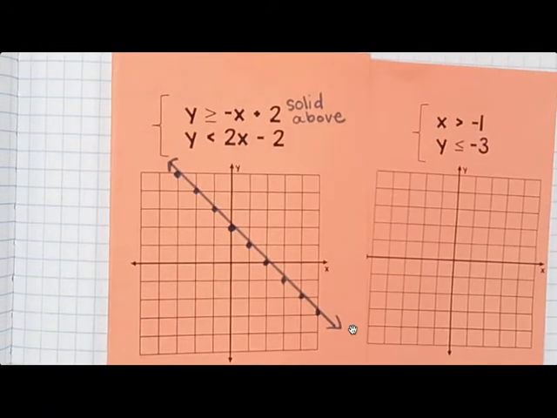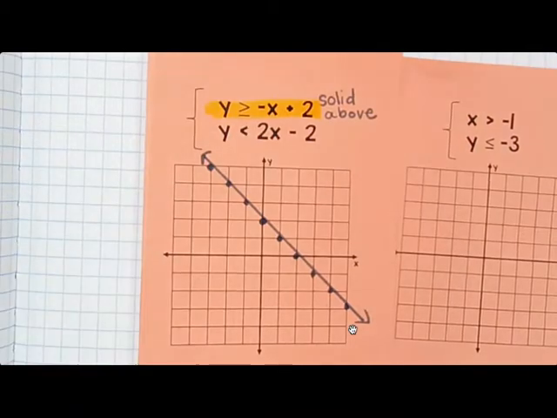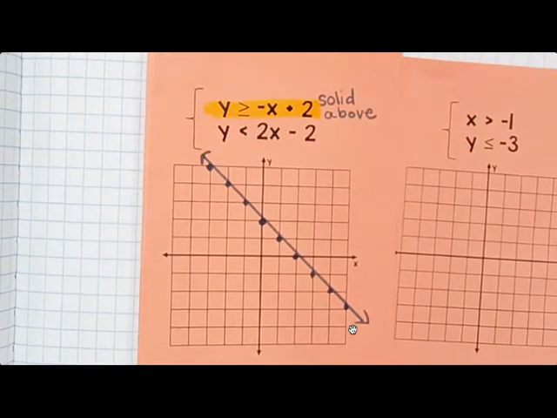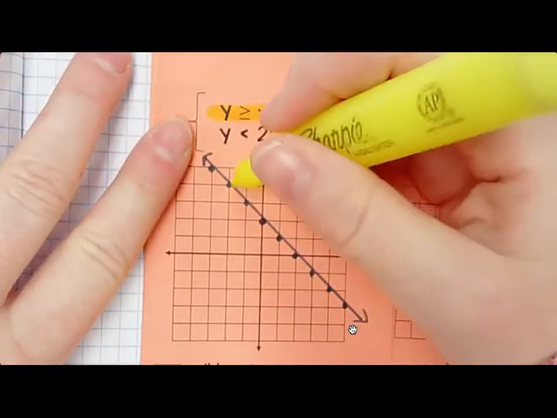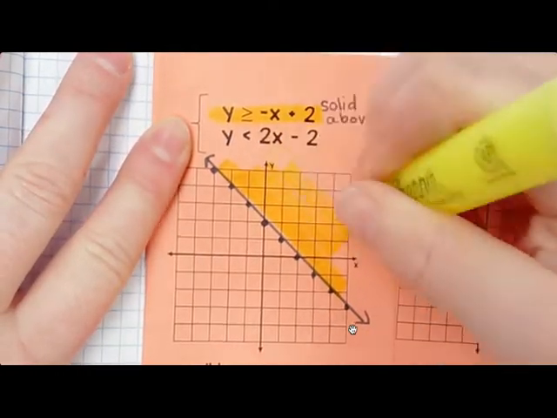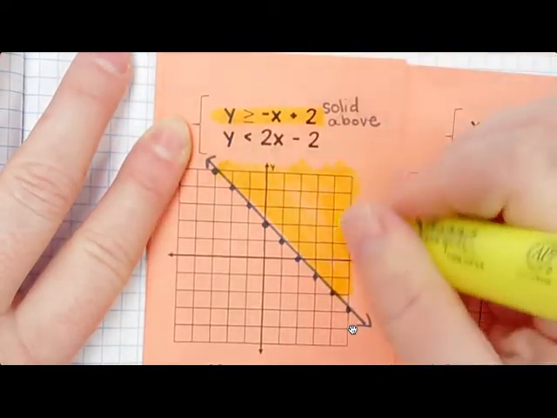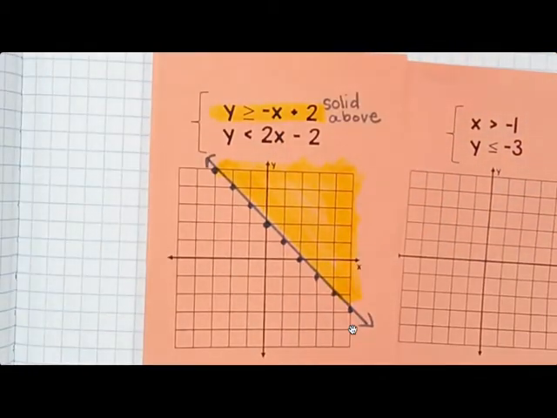And we are shading above. So in order for me to kind of color code these, I'm going to shade the equation and then shade above with the same color. Think about airplane arms. Above would be to the right this time.